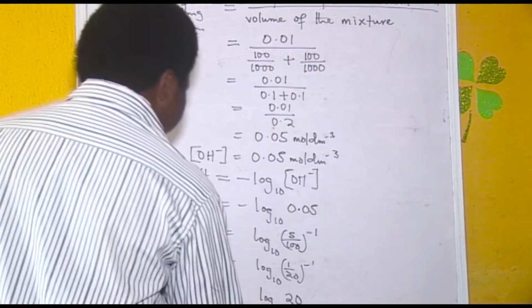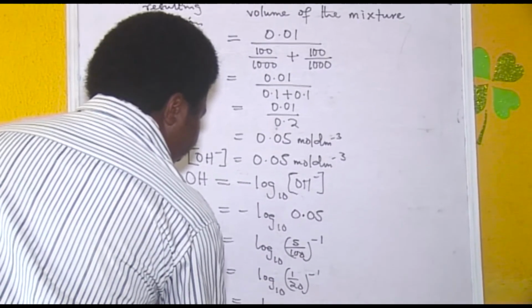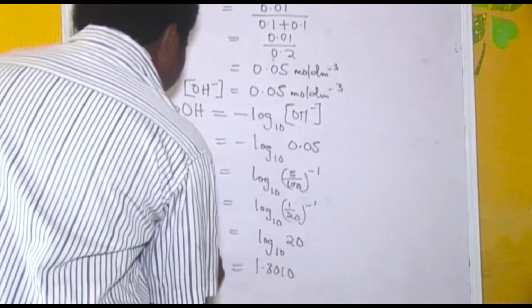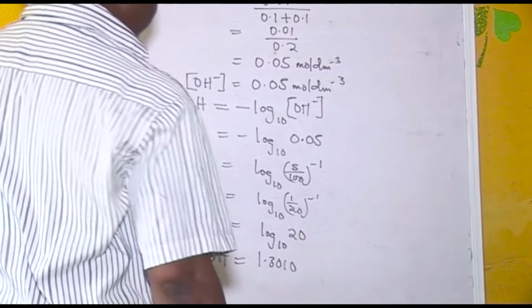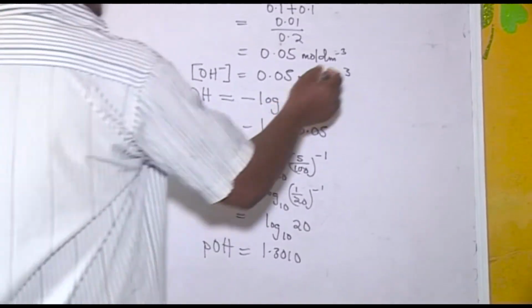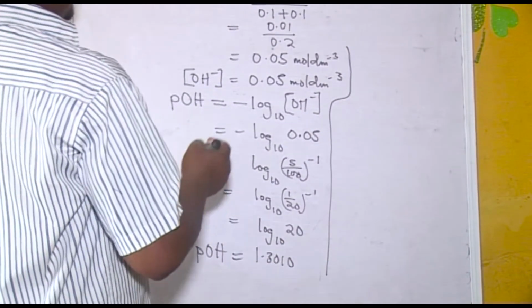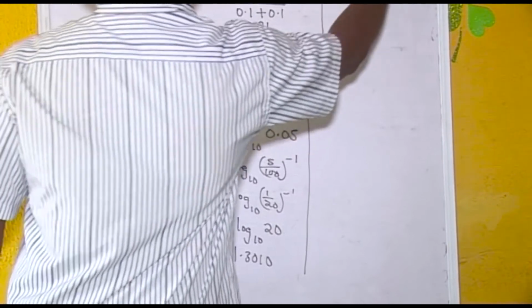So what is logarithm to base 10 of 20? Pressing our logarithm table, it is 1.3010. So the pOH of that resulting solution is 1.3010. Then finally, since it is not the pOH we are asked to calculate, we can continue our calculation from here.